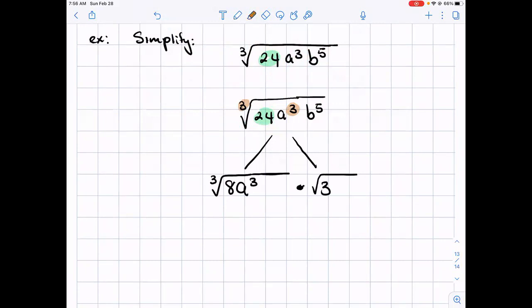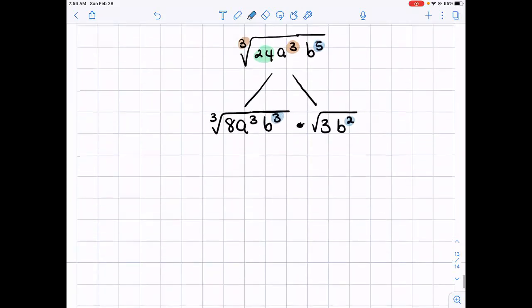Now, b to the fifth is bigger than 3, so that can be simplified also. Remember, if it's the same as the index, it can, okay? So we write this as b to the third and b to the second, because when you add these two powers here, you get back 5. So everything here can be simplified.